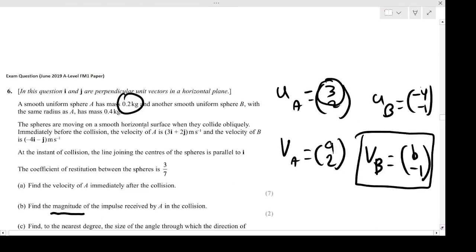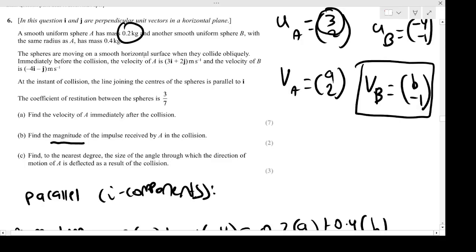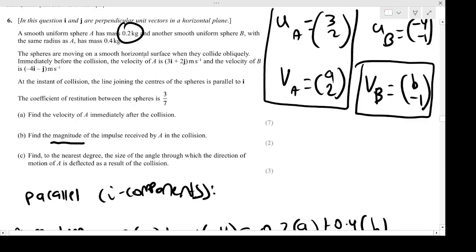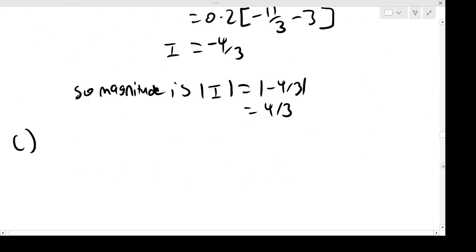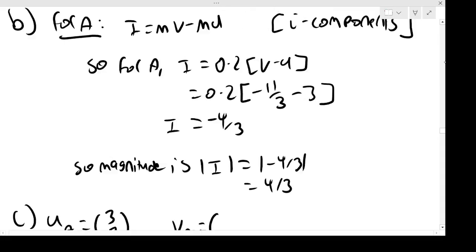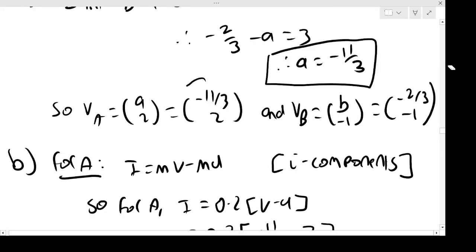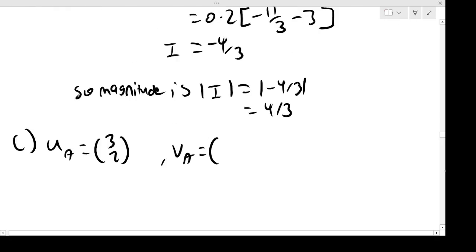And so then in part C, it says to find, to the nearest degree, the size of the angle through which the direction of motion for A is deflected. So once again, it's referring to the angle deflection. And so once again, I'm going to copy out my two velocities before and after for A. So UA is 3, 2. Sorry. And then VA afterwards, we worked out to be minus 11/3 and 2.